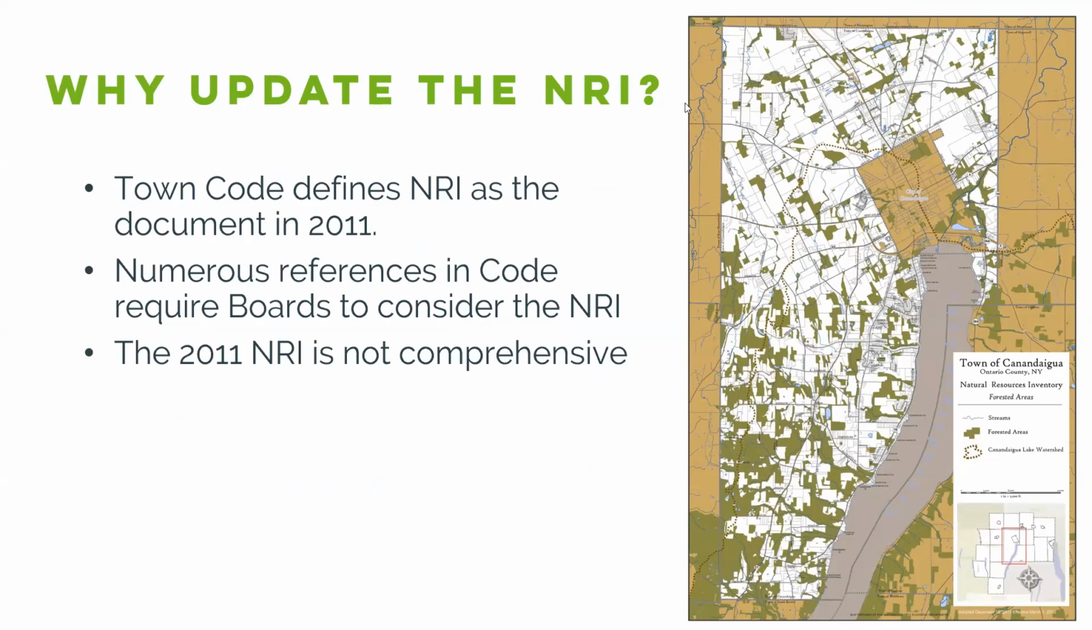It wasn't as complete as the town conservation board wanted. It really focused on wetlands. It had a map of woodlands. It showed the streams and the lake, but it didn't include a lot of the other resources that the conservation board felt should be considered in development review and in a comprehensive natural resource inventory.